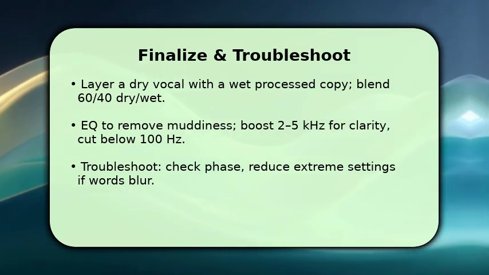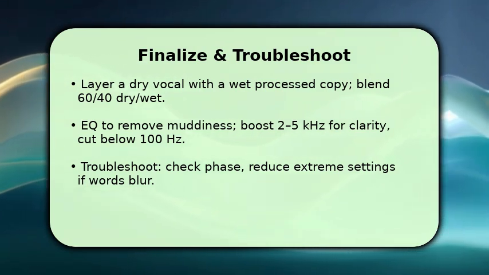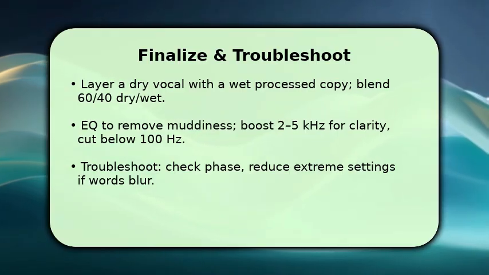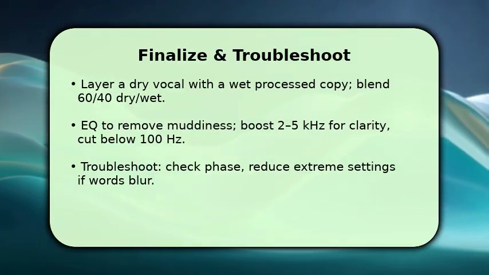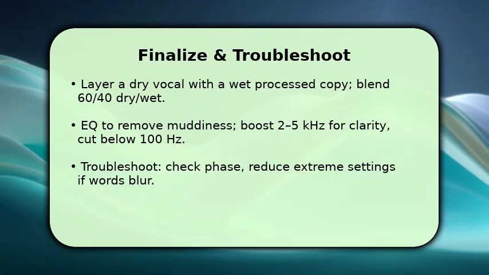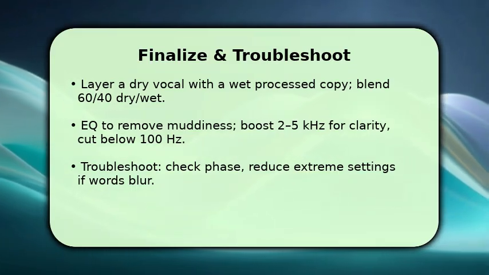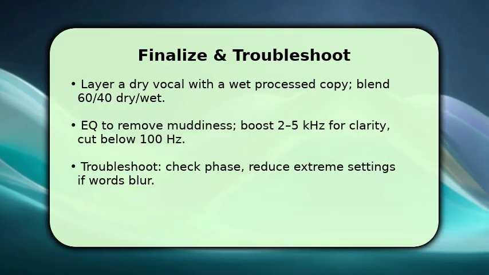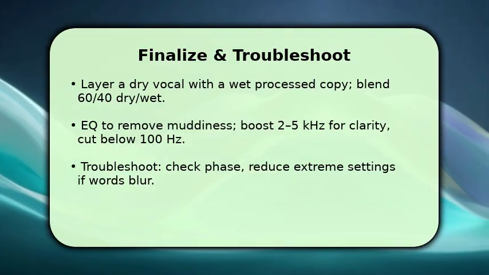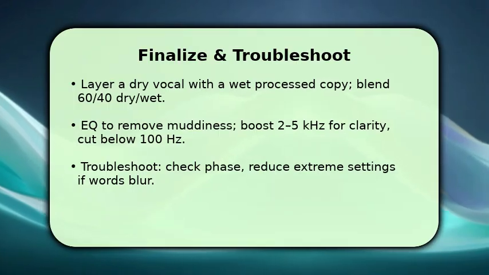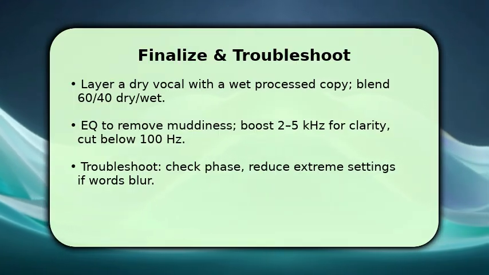Then cut below 100 Hz to avoid boom and boost between 2 and 5 kHz for intelligibility. Normalize or compress lightly so levels stay even. If words become muddy, check phase alignment and reduce extreme pitch or format shifts. If things still go wrong, revert settings incrementally until syllables are clear and mechanical.